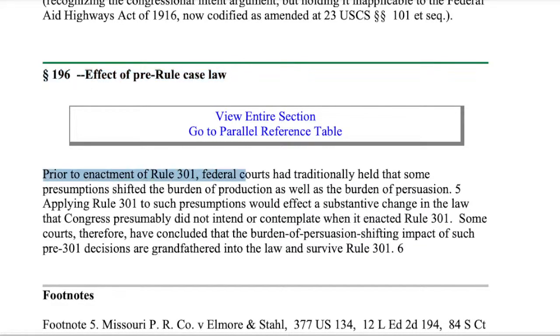Prior to enactment of Rule 301, federal courts had traditionally held that some presumptions shifted the burden of production as well as the burden of persuasion. Applying 301 to such presumptions would affect a substantive change in law that Congress presumably did not intend or contemplate when it enacted Rule 301. Some courts, however, have concluded that burden of persuasion shifting impact of such pre-301 decisions are grandfathered into the law and survive Rule 301.